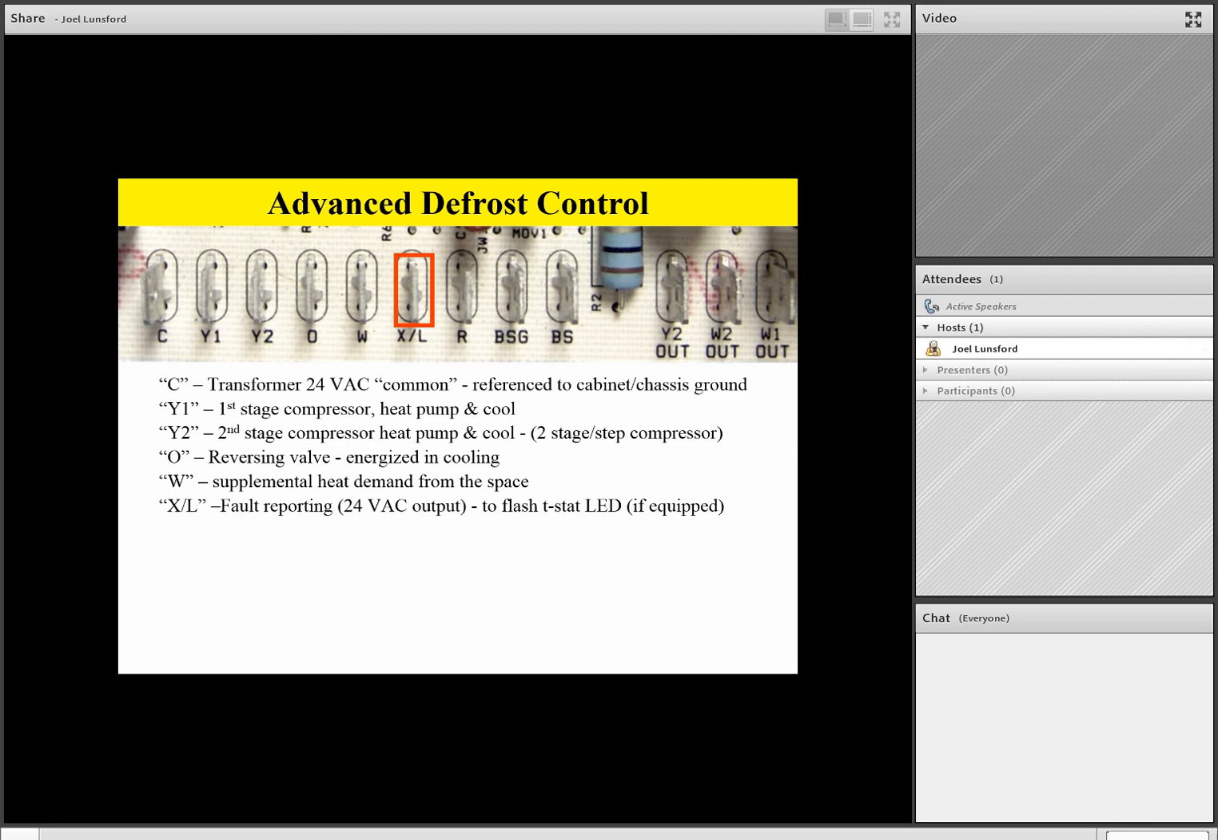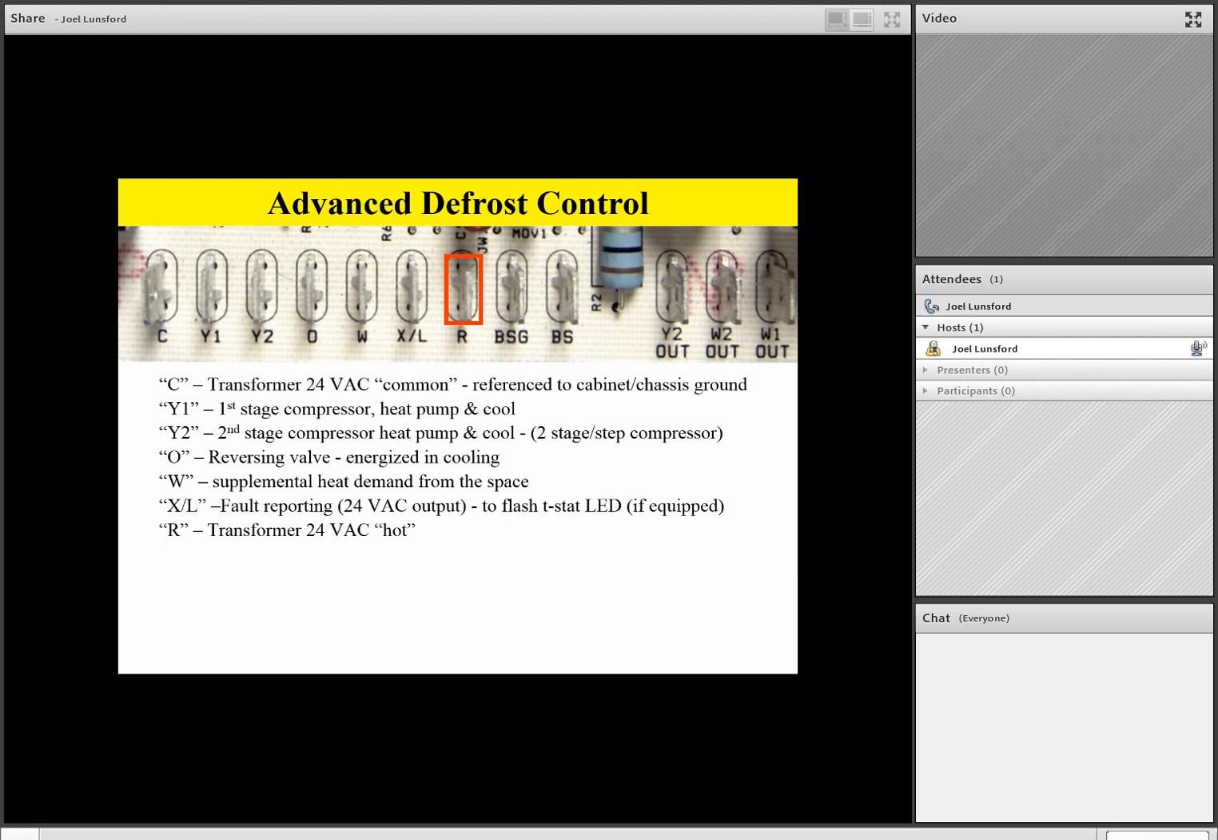So the XL terminal is a fault reporting feature that will flash a fault LED, if so equipped, on the indoor thermostat if there's a fault outside. If the thermostat is not equipped, or if the contractor does not choose to use that fault reporting feature, he can cap that wire off outside. It has nothing to do with the function of the board. It's strictly a fault reporting feature if desired. R terminal is 24 volt hot, feeding the board and powering the board up outside. That's typically a red wire.